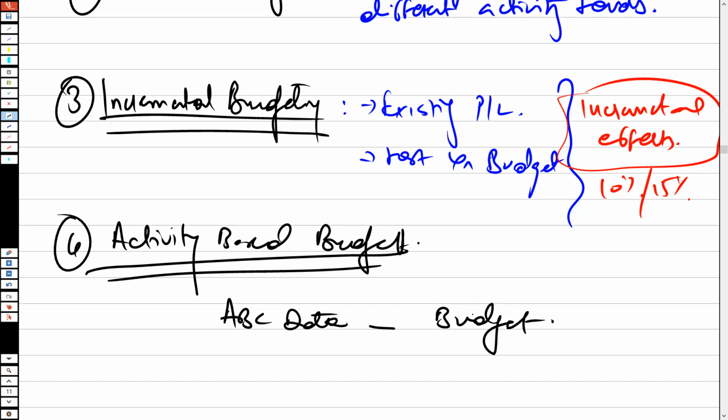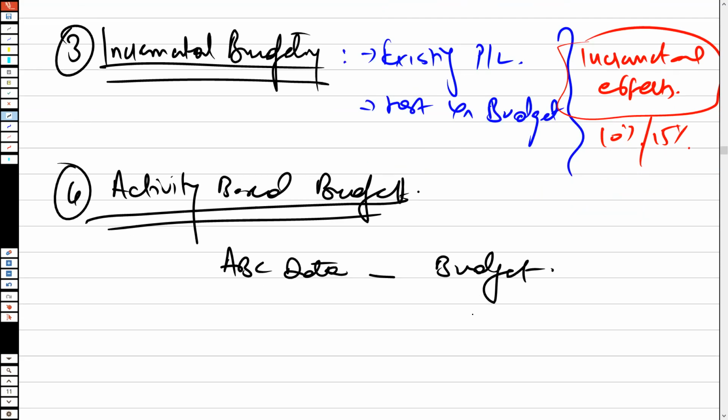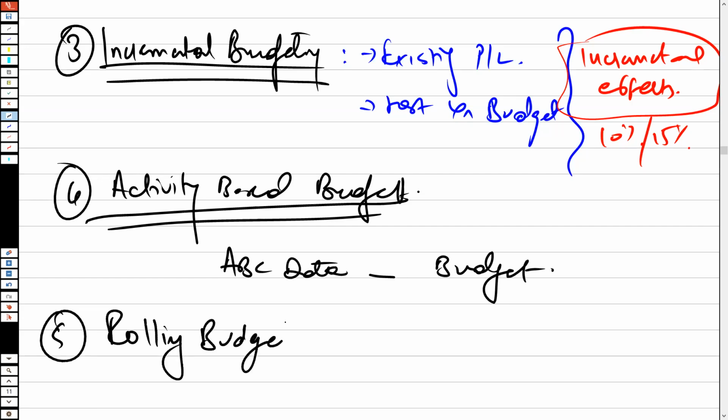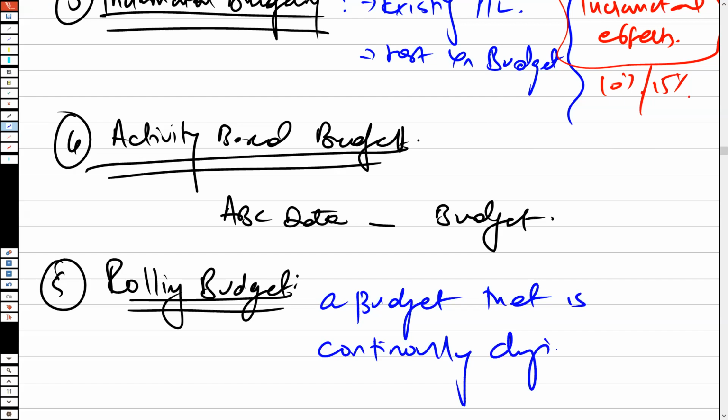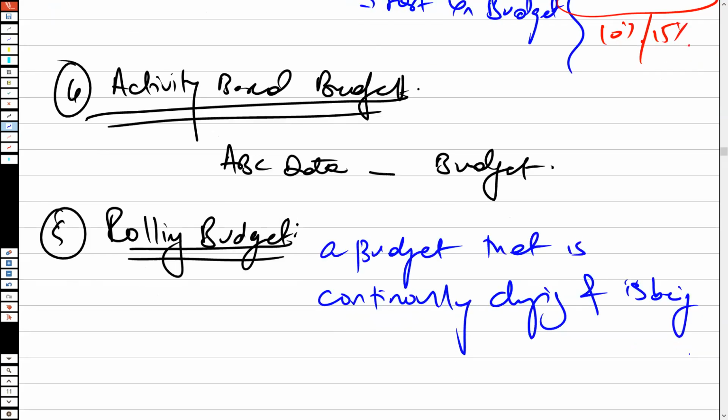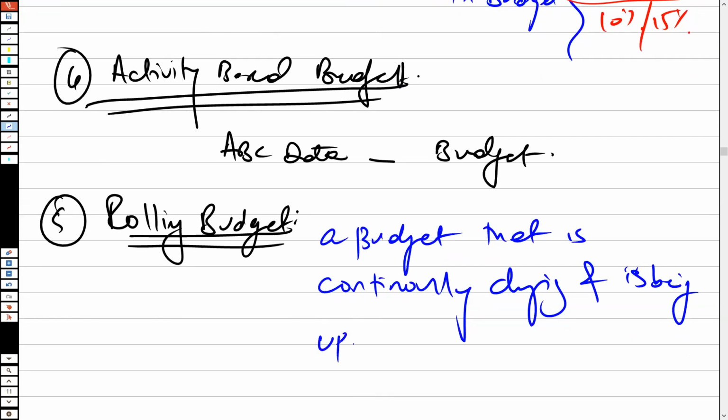You set the budget using the ABC data. The fifth one of them, so there's this rolling budget. Rolling budget is basically a budget that is continuously changing and is being updated.